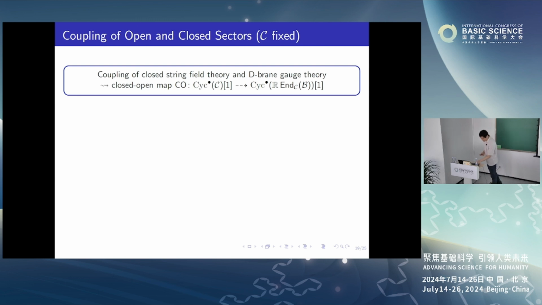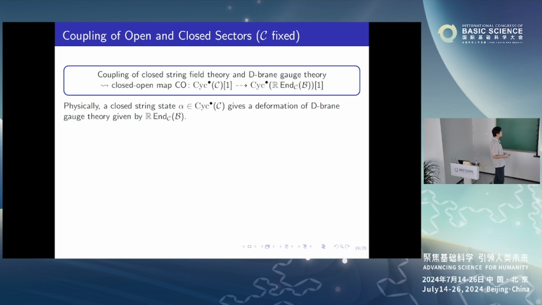Maybe the last ingredient that I want to mention is how this coupling of closed string field theory and D-brane gauge theory works out. This is something the symplectic geometry experts consider pretty openly. There's something called the closed-open map, from closed string field theory to D-brane gauge theory. And these cyclic cochains, for a formal reason, capture the deformation theory of such a thing.